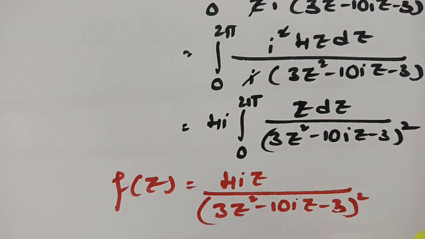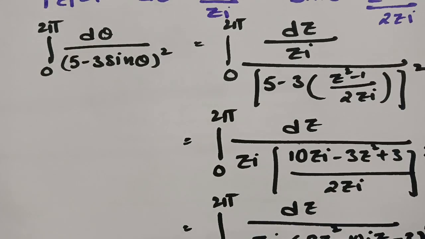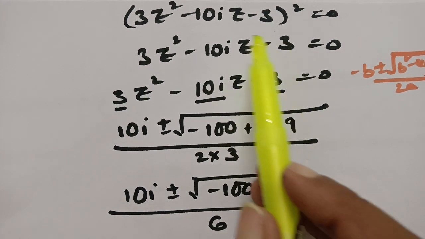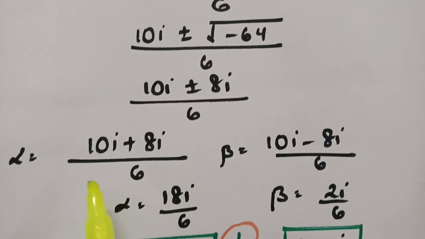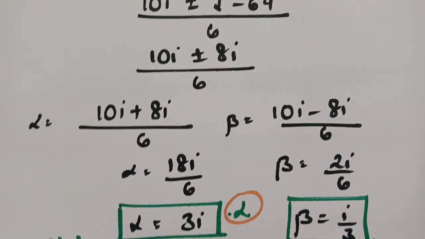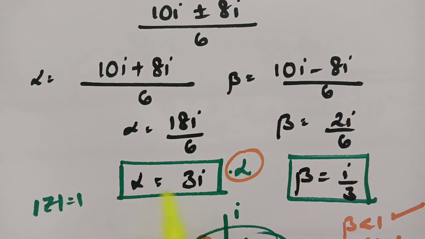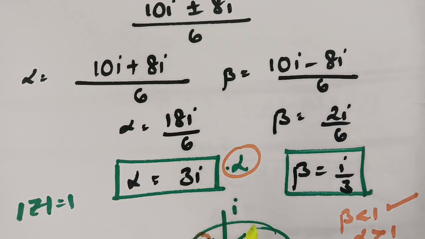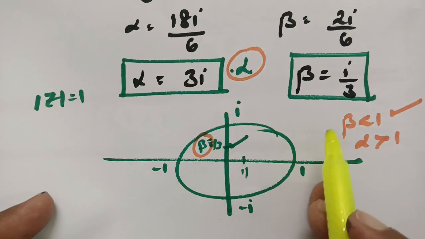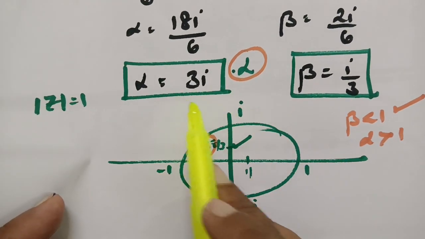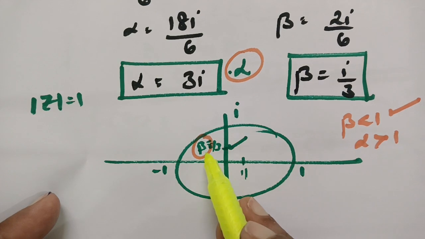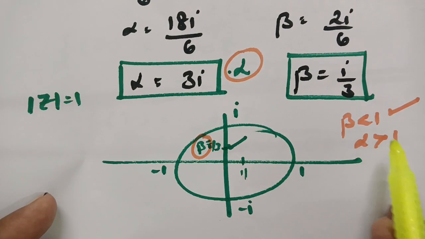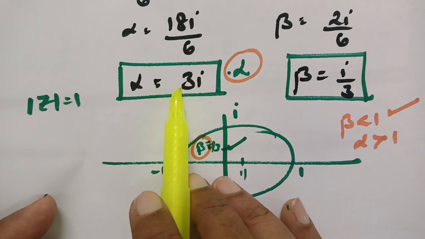So after getting f of z, what we have to do? We have to equate the denominator to 0. After equating the denominator to 0, we got the pole values as alpha is equal to 3i, and beta is equal to i by 3. As it's very clear that 3 is more than 1, this value is more than 1. Therefore, alpha value lies outside the circle and beta value lies inside the circle, as beta is less than 1 and alpha is greater than 1. So this is the interior pole, and this is the outside pole.